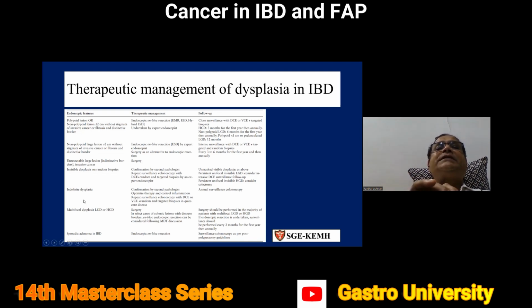For indefinite dysplasia, again, you repeat the biopsy, confirm it by a second pathologist, and keep them under surveillance with annual surveillance colonoscopy. With multifocal dysplasia, either low-grade or high-grade dysplasia, surgery is the treatment of choice. And for sporadic adenoma, you could do an endoscopic en bloc resection.